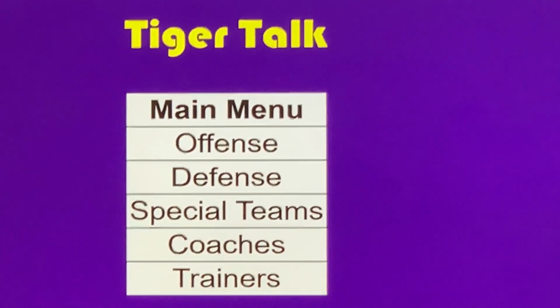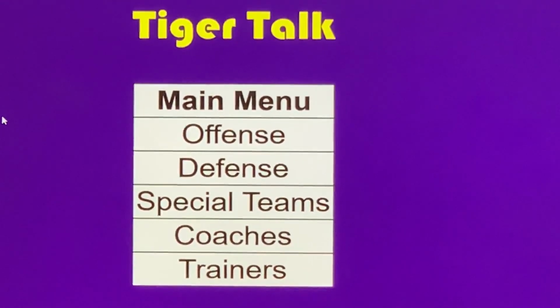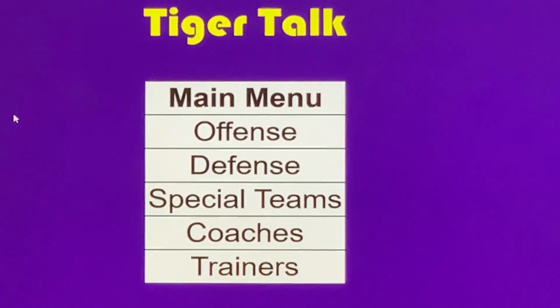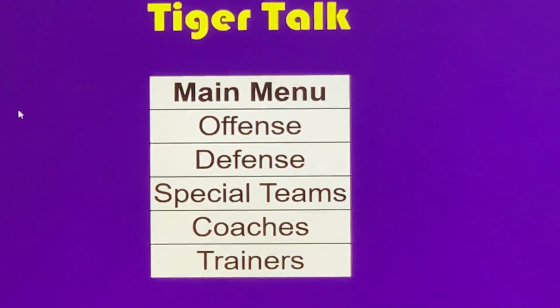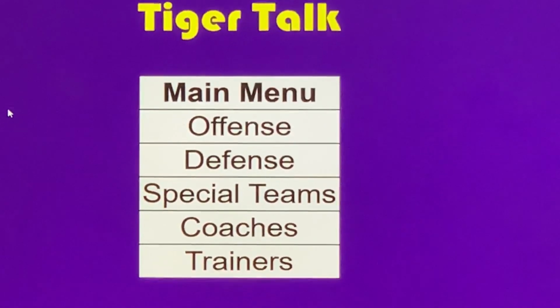And what we find to be our best version of communication is our app, Tiger Talk. When you come into the main menu, you are able to choose from offense, defense, special teams, coaches, and even the trainers to make sure that everybody is able to communicate with everybody.